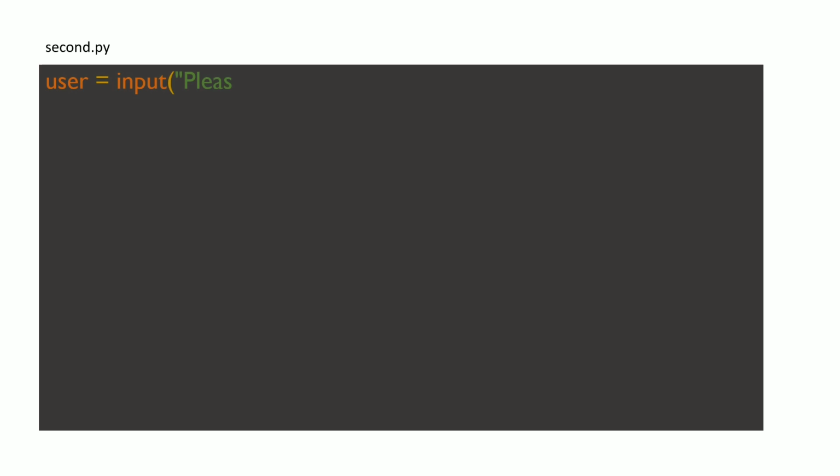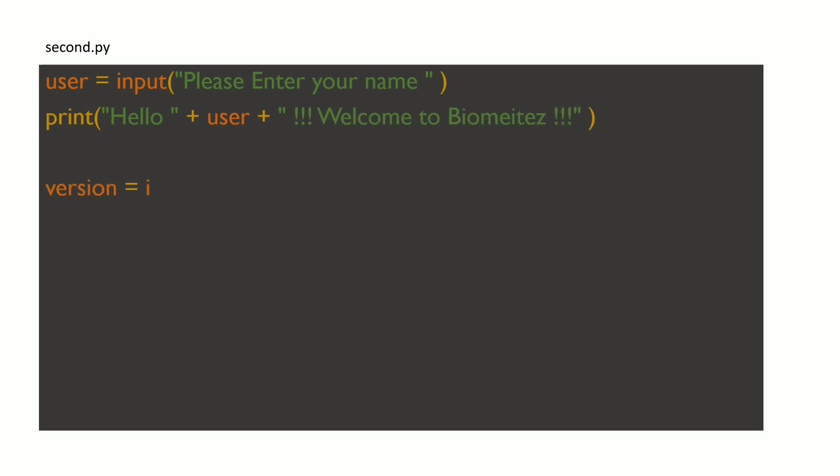Let's see an example. Type the below code and save it in the Python file. Here we are accepting two inputs from the user. As you see here in the second line, we are using a plus symbol, which is a concatenating operator, used for appending the strings. We can see it in detail in the upcoming videos.